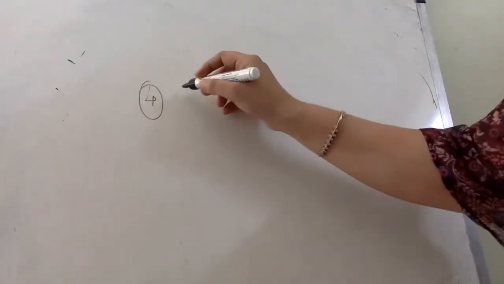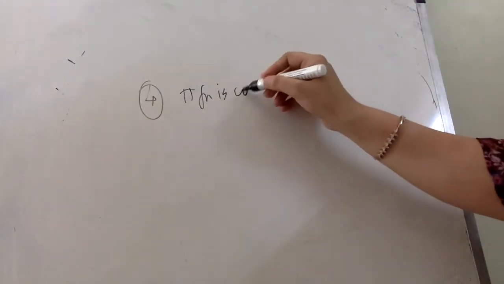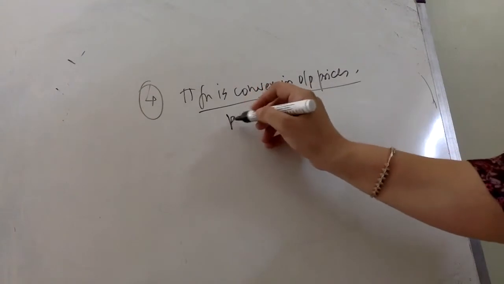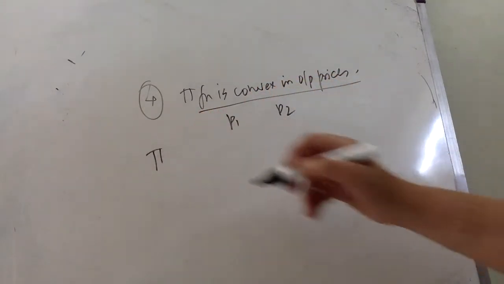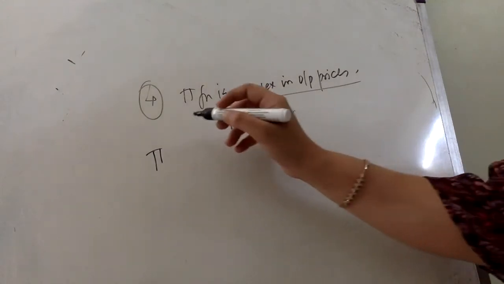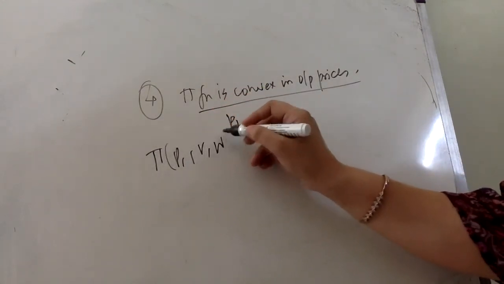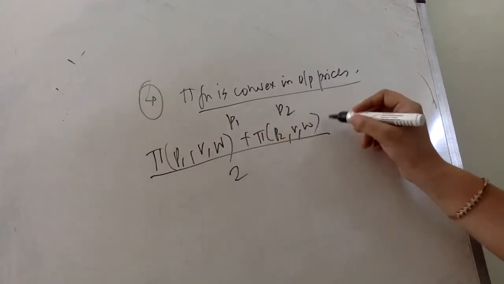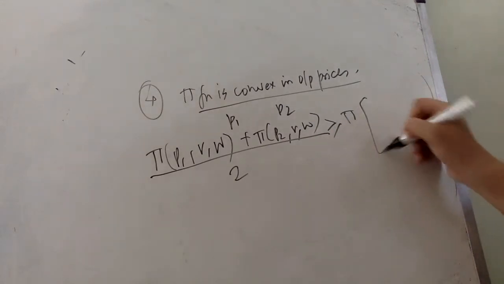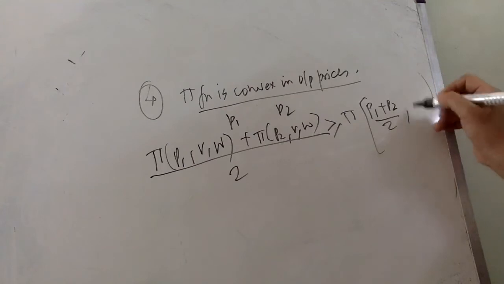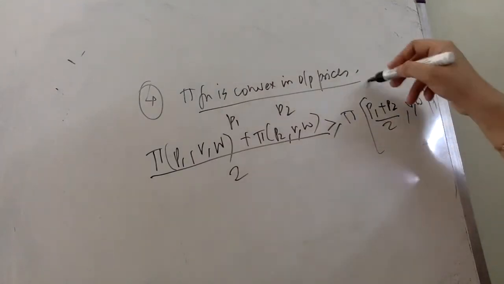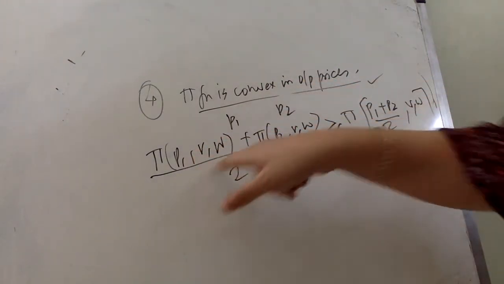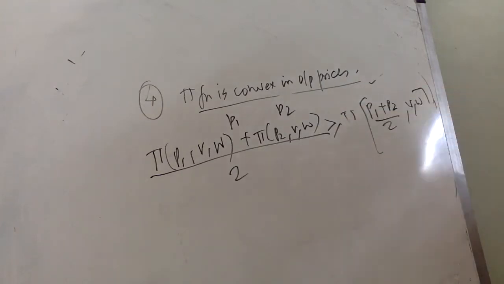What we talk about is that the profit function is convex in output prices, which means that suppose there are two prices P1 and P2 that I take, and I take the profit corresponding to the two different prices. So the profit corresponding to P1 comma W, V plus the profit corresponding to P2 comma W, V, the average of it is greater than or equal to the profit corresponding to the average of the prices. So this is the fourth important property of the profit function. It means it's convex in the output price. So the average of the two profits is greater than the profit at the average price.